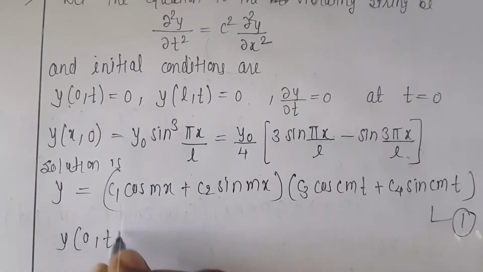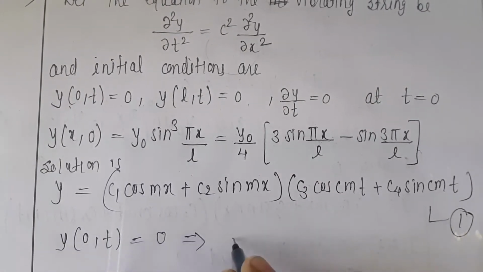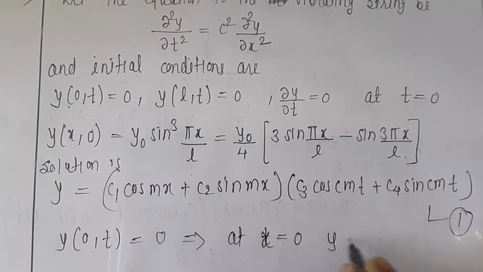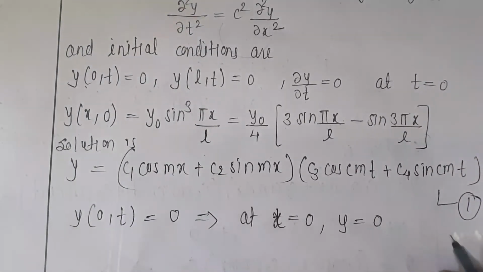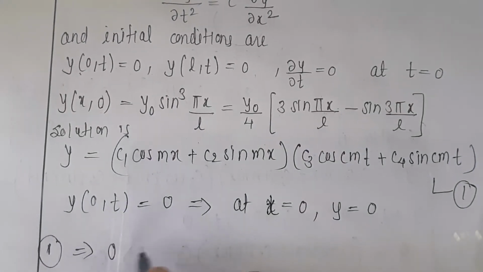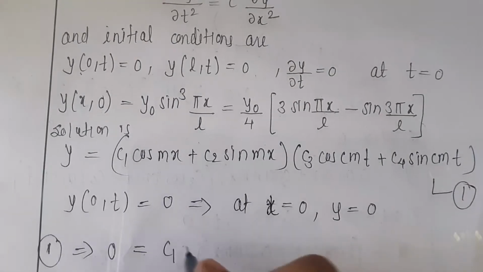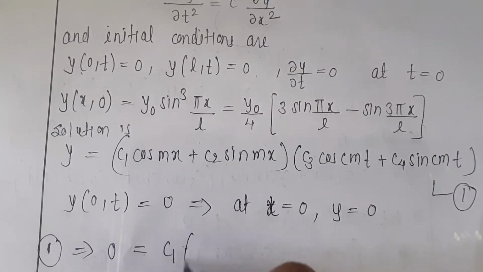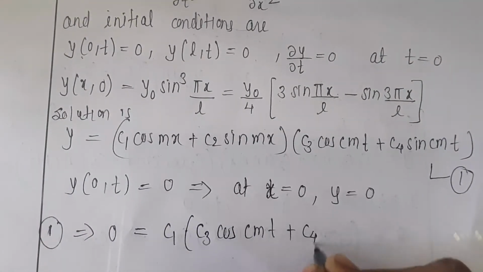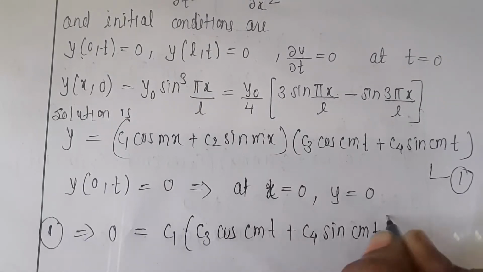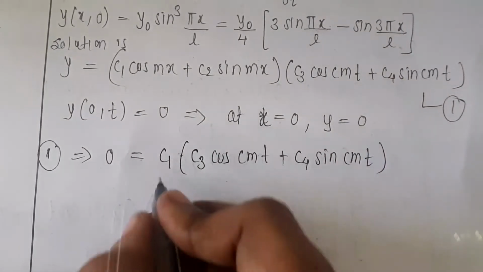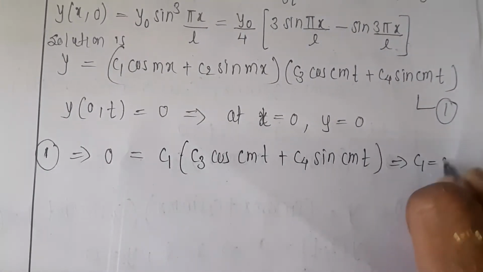First condition is y of 0,t is equal to 0, which implies that at x is equal to 0, the y value is equal to 0. We use this condition in equation 1. Equation 1 becomes y is equal to c1 into cos 0, which is 1, plus c2 into sin 0, which is 0. So c1 multiplied by c3 cos of cmt plus c4 sin of cmt. Now this bracket cannot be 0, otherwise the whole solution becomes 0.